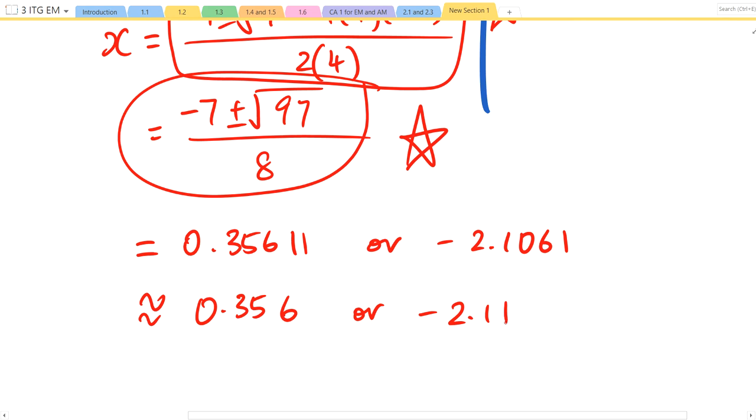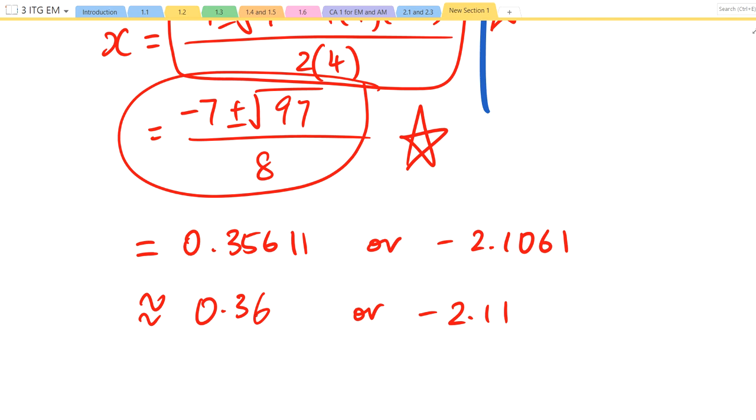23 SF. Are these the correct answers? Did they say 2 dp? Oh, the question specified 2 dp? Oh, okay, if it is specified, then we should follow the instructions. Yeah, okay, so these are the two answers. Any questions?